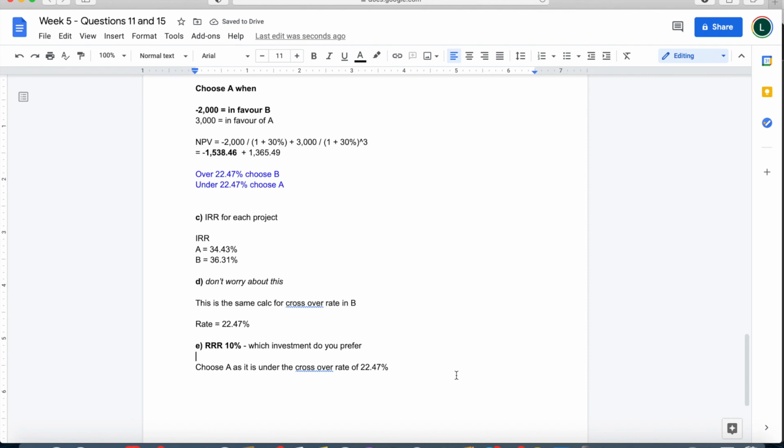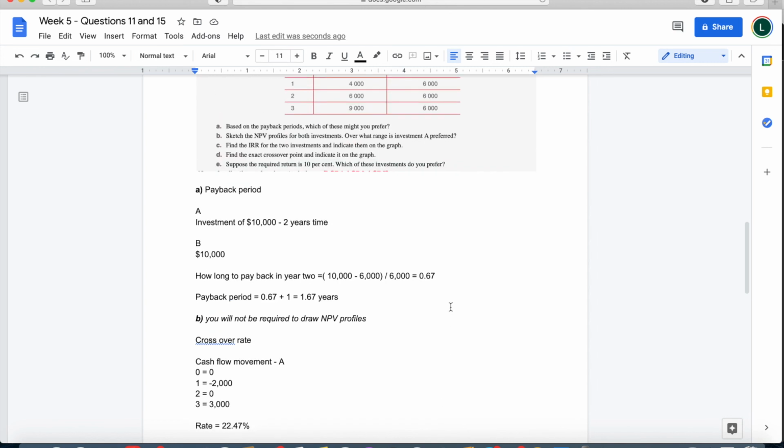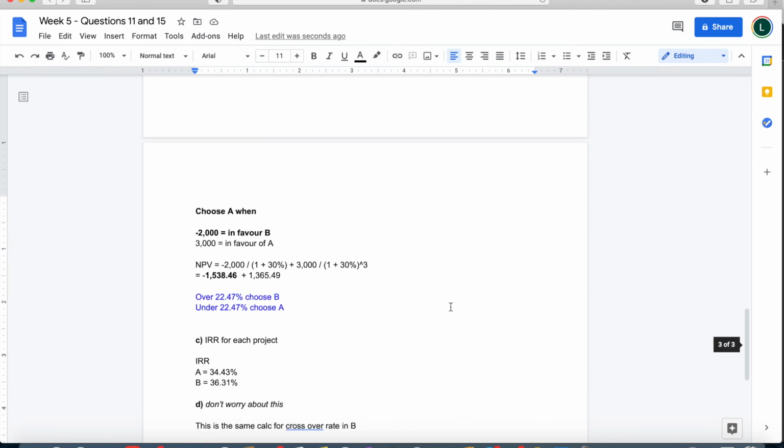Done. So that's question 15 done. So you can see it actually is quite quick to calculate. You just really need to know what to hit on your calculator, and you can see there's a heap of repeat stuff. So once you get the swing of it, hopefully it's a bit easier and not as daunting. Awesome. Thank you.